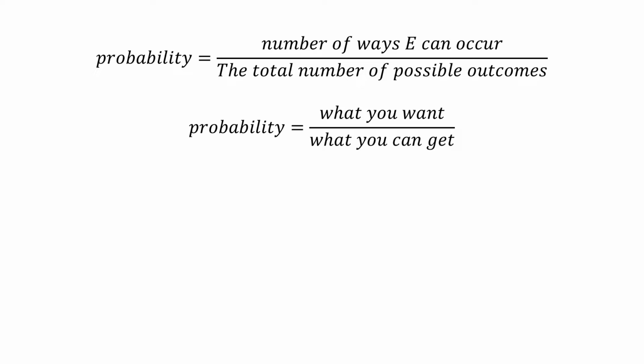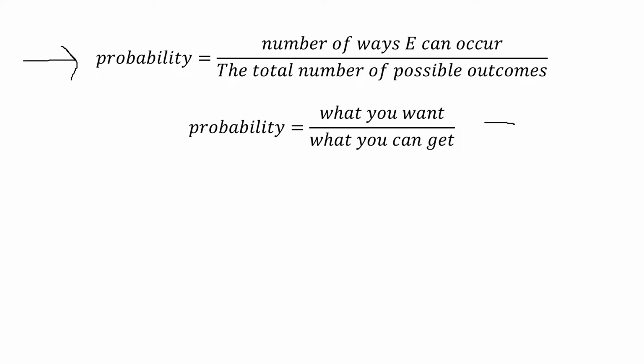All right, this first thing that you have written here is the actual formula to find this probability, and it actually is normally written. Let me write it down just like your textbook does. Probability of something is the number of ways E can occur over the total number of possible outcomes. Yeah, that's a lot of words.